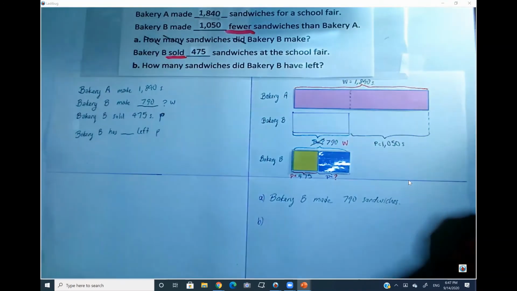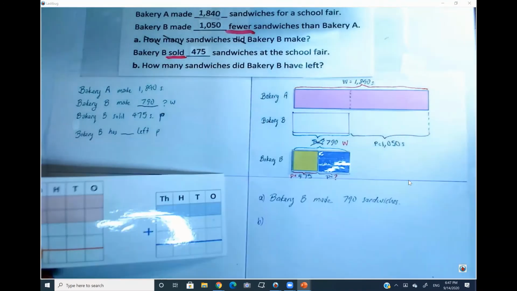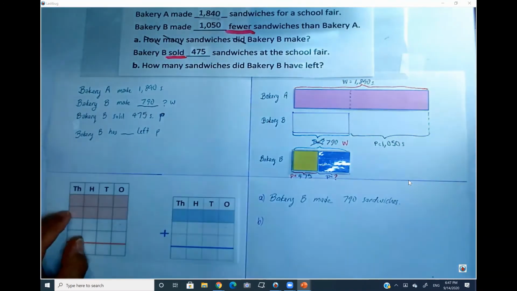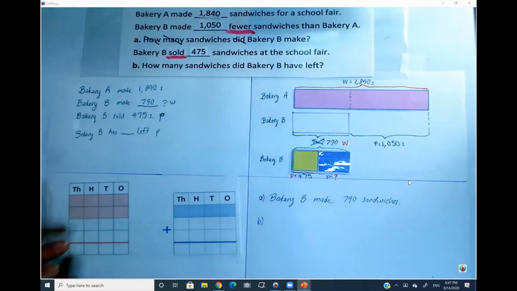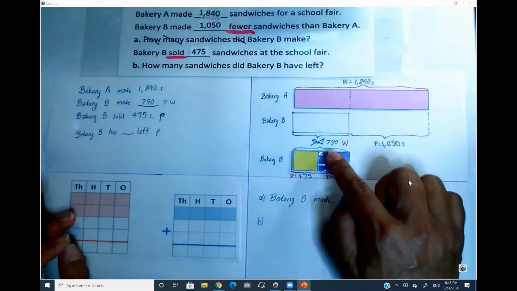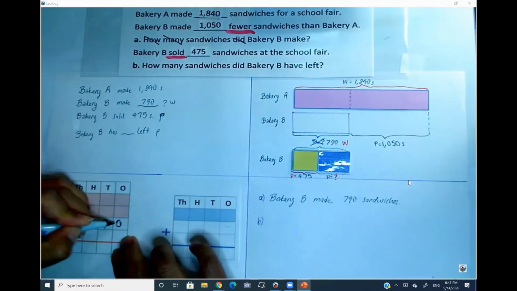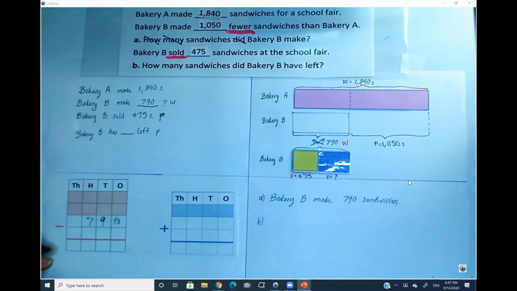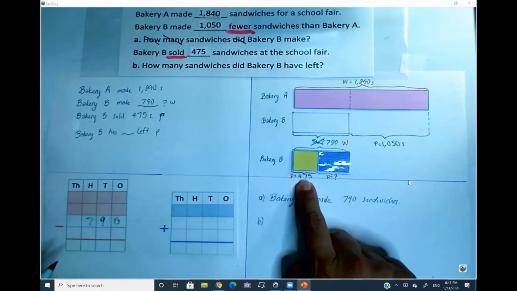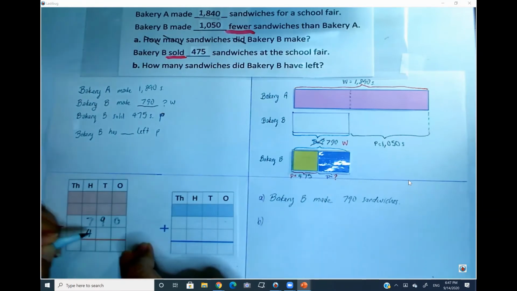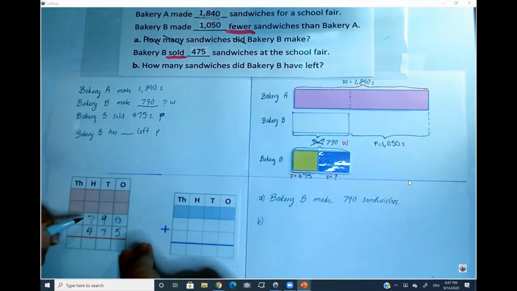So we're subtracting again. So let's do the subtraction. And remember again, the greatest number always goes on the top. Now the greatest number in this case is going to be 790. And then I'm going to subtract the least number, which is 475.